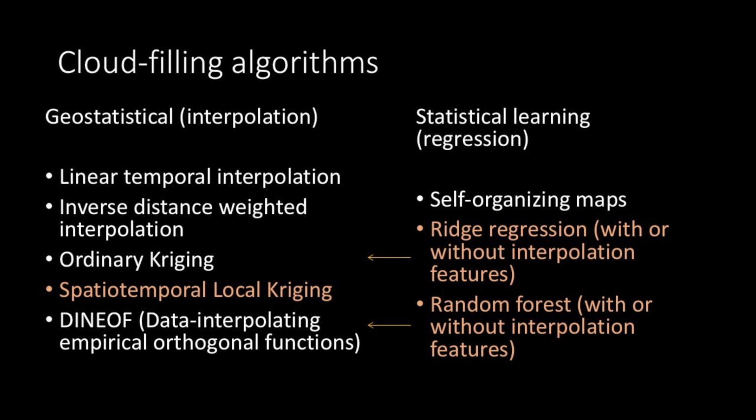In contrast, statistical learning or regression algorithms take a variety of variables that are typically related to the processes that drive phytoplankton dynamics in the ocean, such as sea surface temperatures and sea level anomalies, and try to predict chlorophyll concentrations under the clouds based on those data. Although, in fact, these are very flexible approaches, and they can, what I call, include interpolation features, which basically means they can also be set up in a way such that they mimic interpolation, in addition to incorporating all these other biological and physical variables.